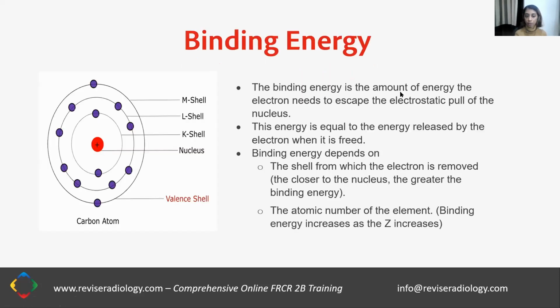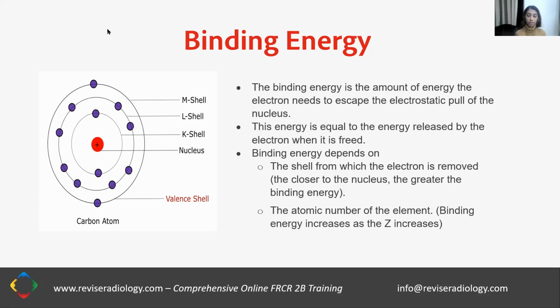Just some important points about binding energy. The binding energy is the amount of energy that the electron needs to escape the electrostatic pull of the nucleus. This energy is equal to the energy released by the electron when it is freed from the nucleus. So if an electron had to be removed from the K shell, for example, it would need to absorb a very specific amount of energy, and that amount of energy is the binding energy. So what factors does the binding energy depend on? This is important. The binding energy depends on the shell from which the electron is removed. So the closer to the nucleus, the greater the binding energy.